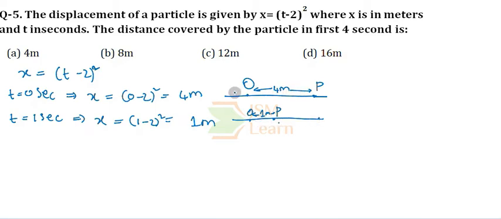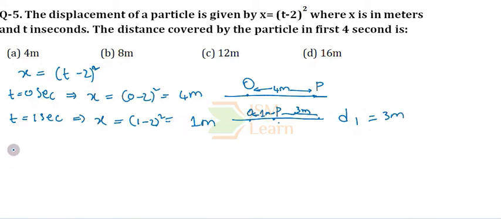It has traveled 3 meters of distance to achieve this displacement. You can observe here that before, the distance between the particle and O was 4 meters, the displacement between them was 4 meters. Now the displacement has become 1 meter. Then obviously the particle has to travel 3 meters. So in this case, the distance traveled by the particle during 1 second is 3 meters.